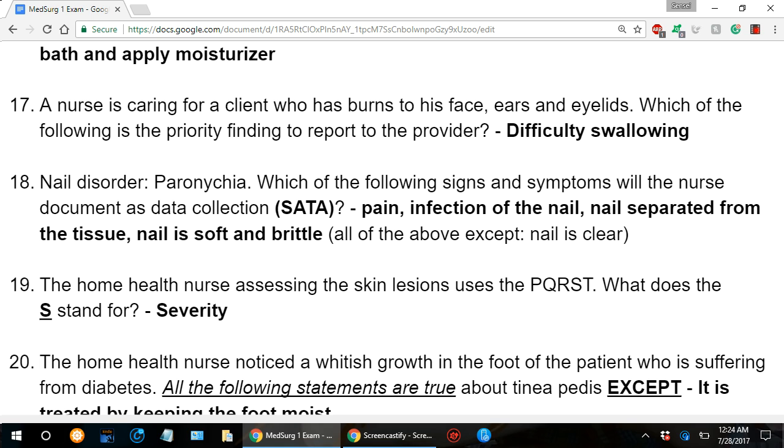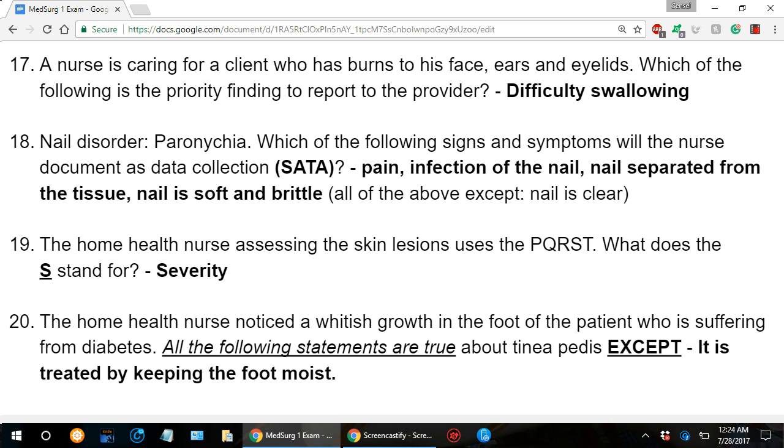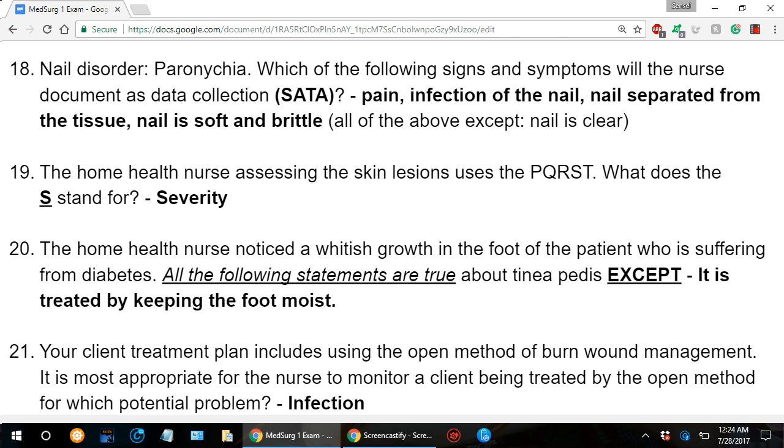Nail disorder or paronychia. Which of the following signs and symptoms will the nurse document as data collection? Has to be SATA. Pain, infection of the nail, nail separated from the tissue, nail is soft and brittle. All of the above except nail is clear.